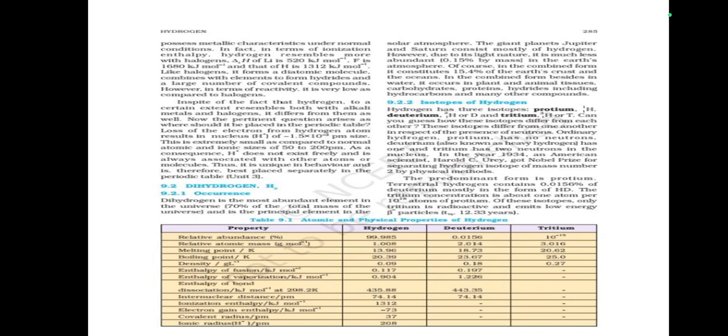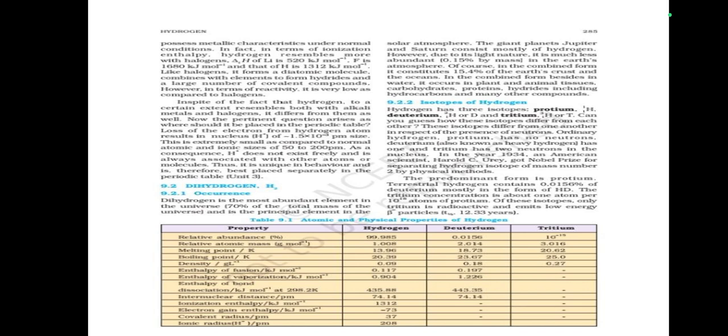Loss of the electron from hydrogen results in the nucleus H+ of about 1.5 × 10^-3 pm size. This is extremely small as compared to normal atomic and ionic sizes of 50 to 100 pm. As a consequence, H+ does not exist freely and is always associated with other atoms or molecules. Thus, it is unique in behavior and it is therefore best placed separately in the periodic table.